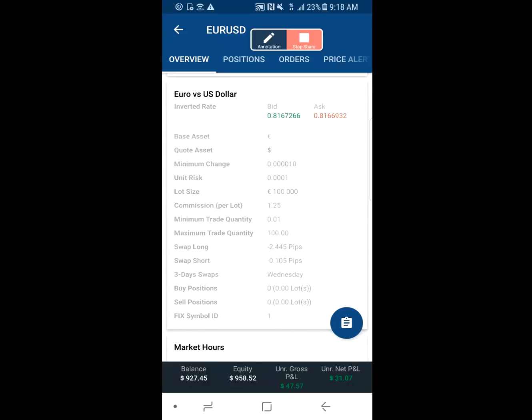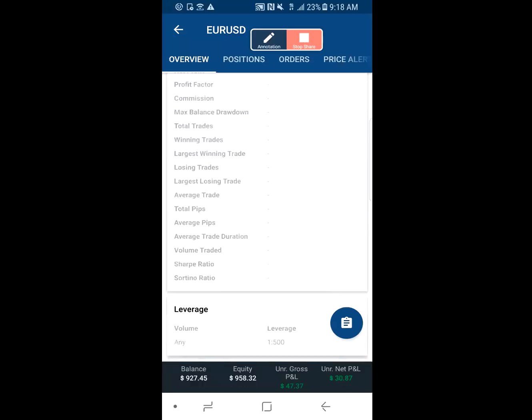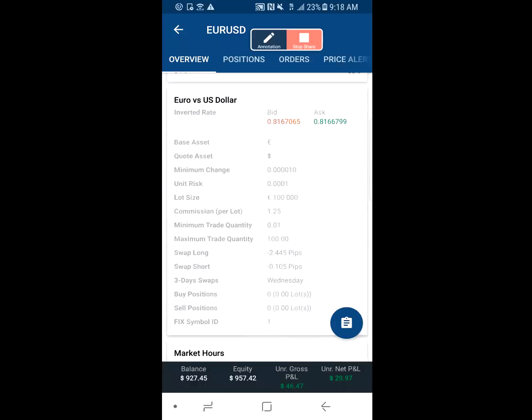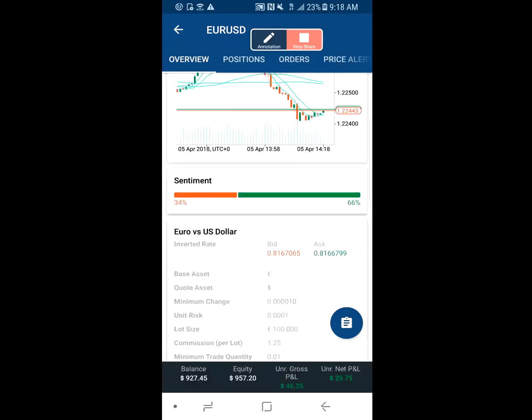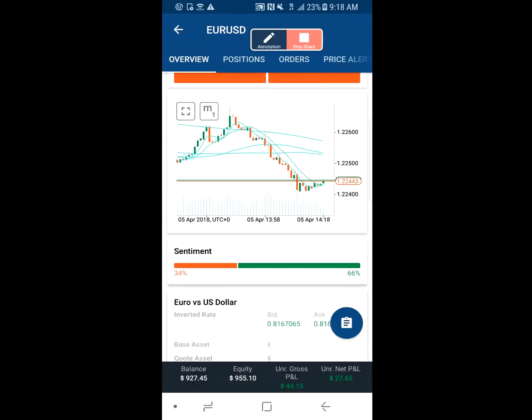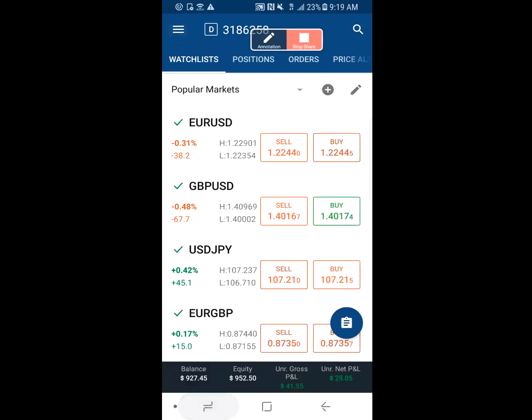It also gives you market hours, links, trade statistics, and if you're trading, your trade history. And then it tells you about the euro US dollar, gives you some information about it. So whatever trade you're in, the sentiment on the euro USD is 66% believe it's a buy, or it's a 66% buy and a 34% sell. That is cTrader Spotware.